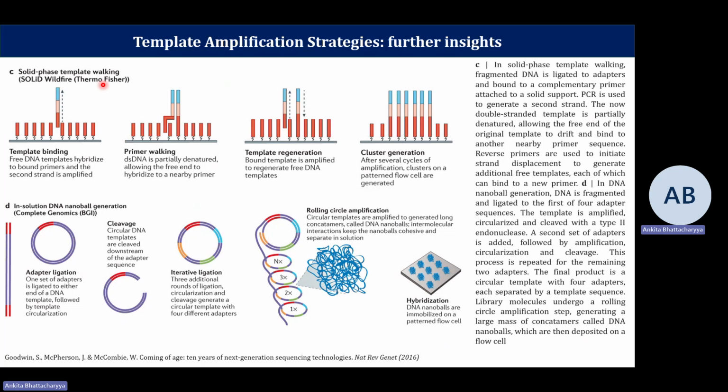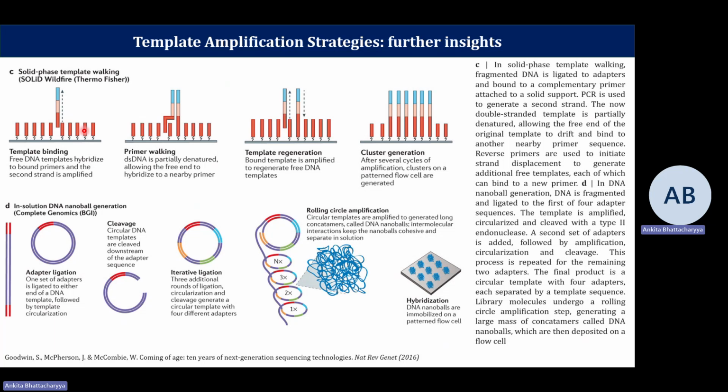In DNA nanoball generation, which is the second strategy, let me just focus on the image here. If you see here, you have binding of the template initially, where your free DNA template hybridizes to those red colored bound primers, like we already talked about in the previous emulsion PCR strategy as well. And then you have amplification of the second strand because these are universal primers and they can bind to certain defined regions of these templates.